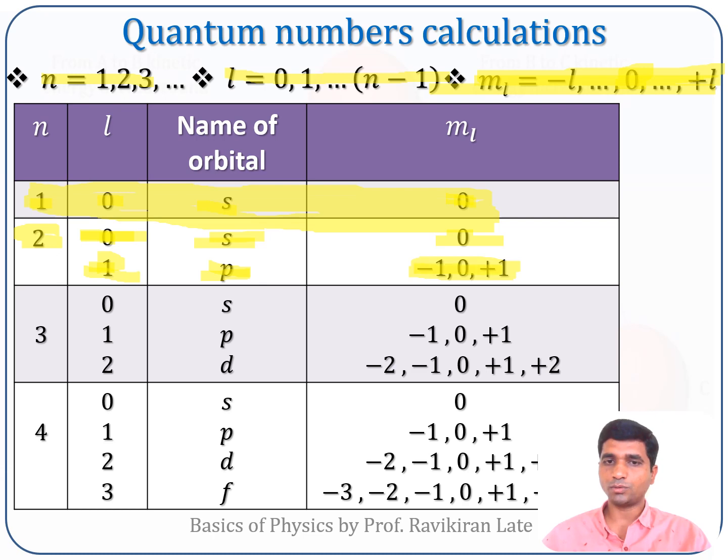So it is minus 1, 0, plus 1. These are nothing but the px orbital, py orbital and pz orbital, which you know from your lower physics classes. For the next orbit, that is n equal to 3, the values of L will be 0, 1, 2.